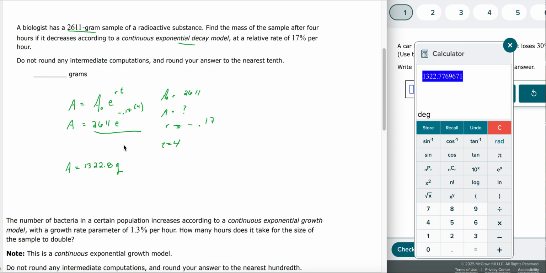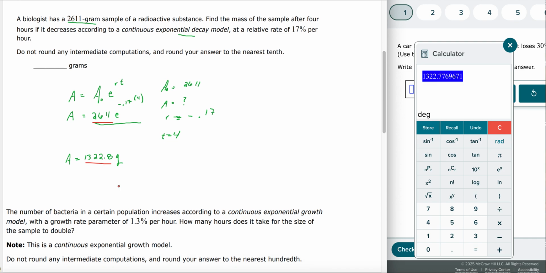Then think about it. Does this make sense? This is decaying, so the amount that I start with is 2611, and the amount that I end up with is 1,322. So yes, this decreased. That makes sense. So I feel good about that answer. Let's take a look at another one.